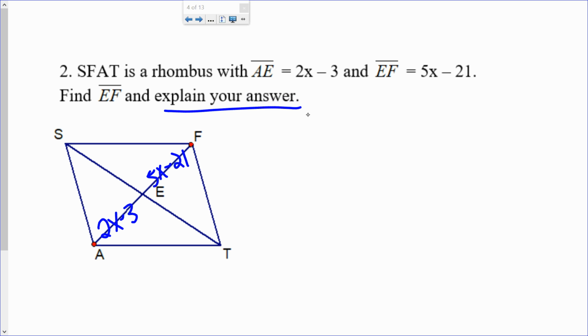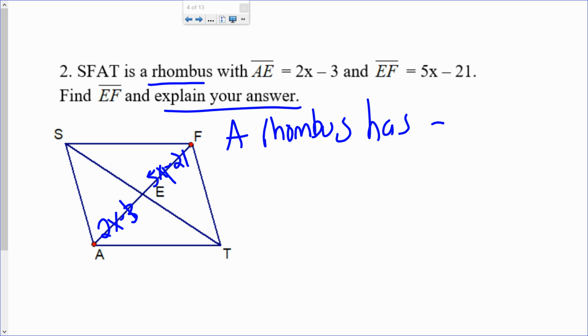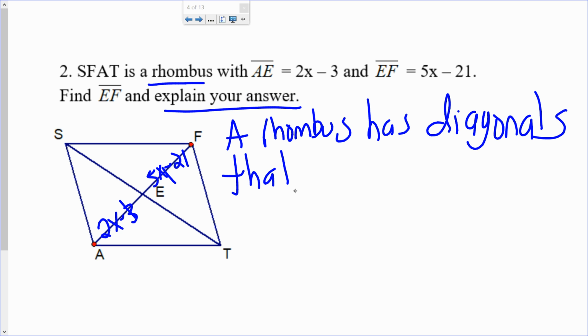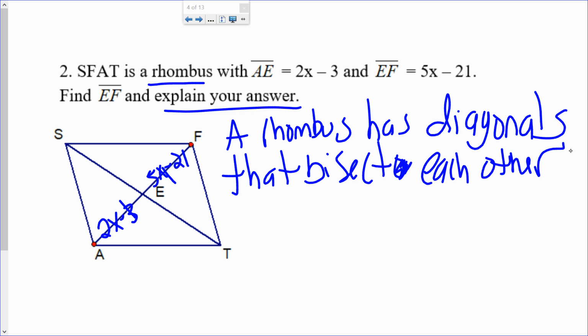Okay, your equation. Well, let's actually not start with the equation. Let's start with the explanation. What property applies here? Well, it's a rhombus, and a rhombus has diagonals that bisect each other. Remember, a rhombus has all the properties of the parallelogram as well as those three additional properties. A rhombus has diagonals that bisect each other. This is one of the properties of the parallelograms, and the rectangle, rhombus, and square have all of those. The diagonals bisect each other. So, since they bisect each other, those two segments are equal.